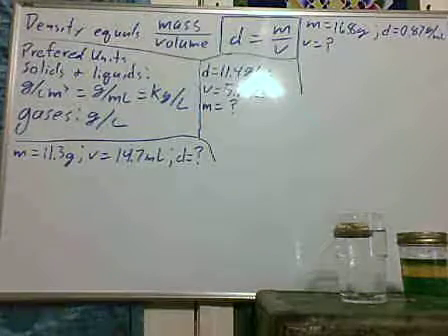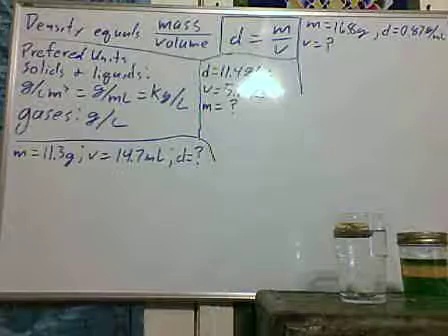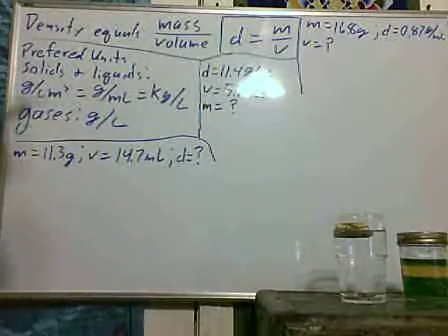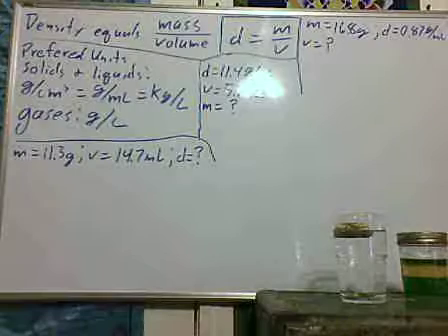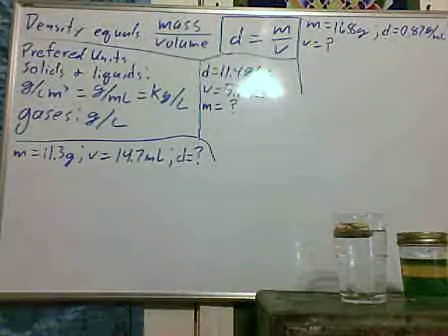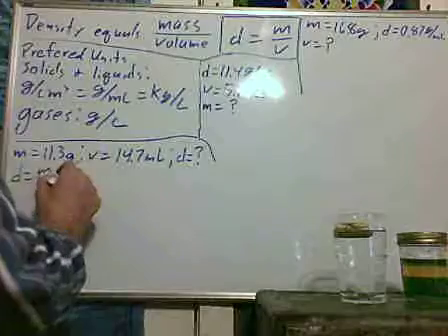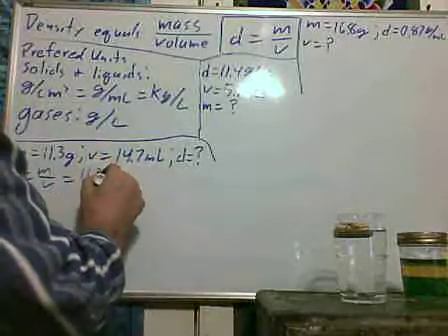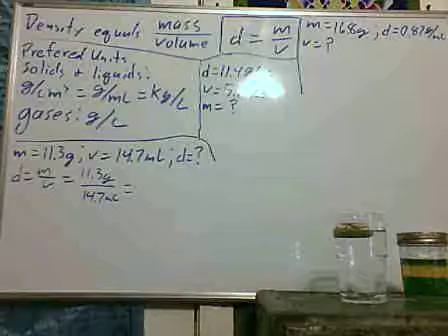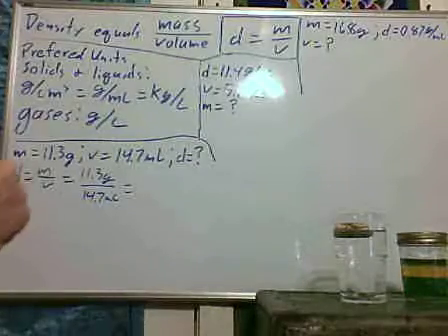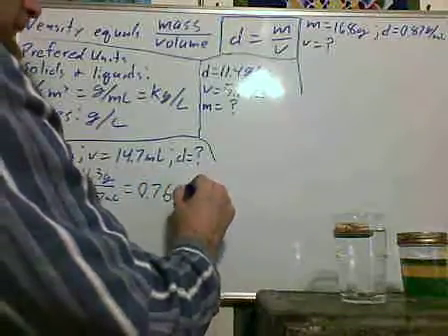So we have three properties that are related to each other. We need to be able to solve for all three properties. So if we have an object that has a mass of 11.3 grams, a volume of 14.7 milliliters, and we're looking for the density, we know that density is mass over volume. So we divide 11.3 by 14.7 milliliters. This will give a density of 0.769 grams per milliliter.